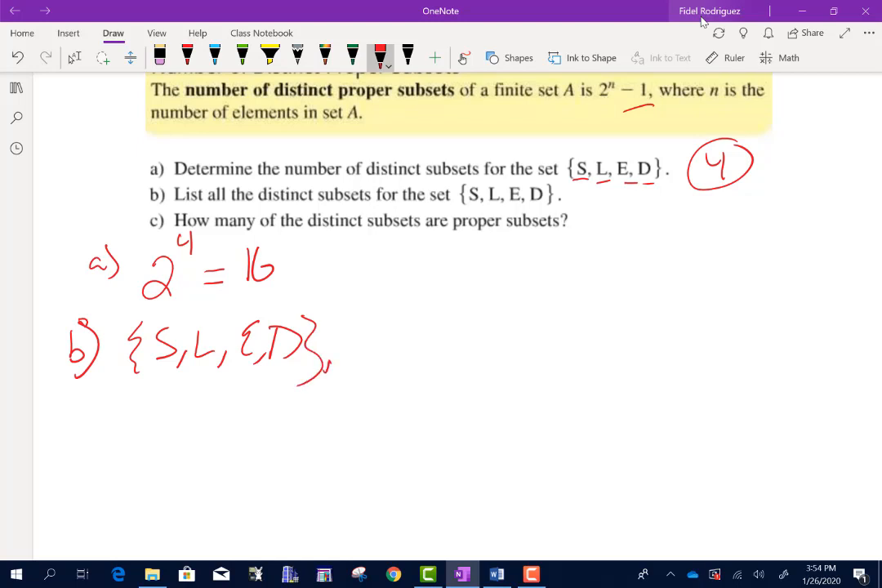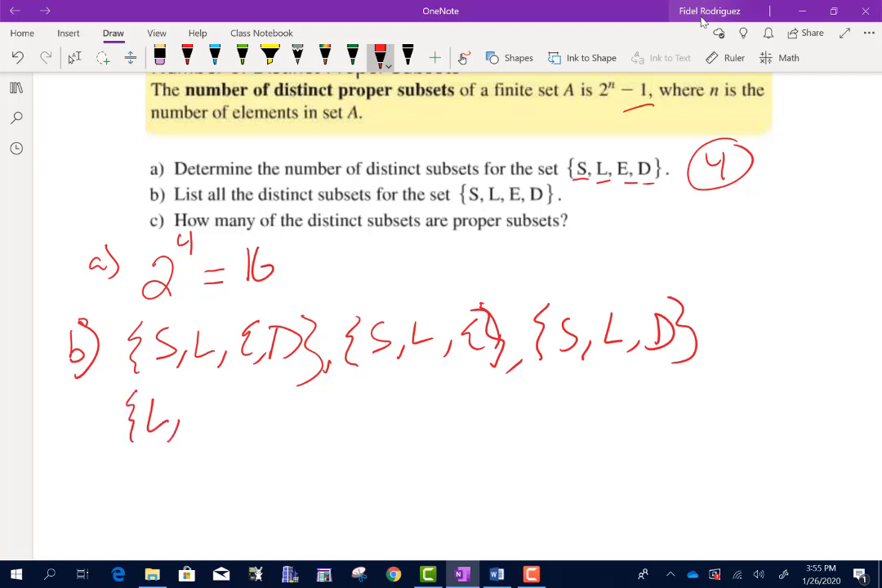Now let's go through the ones we can make with only 3 of the letters. S, L, and E. S, L, and D. Let's see, we have to go through all the ones that we can make with just 3 letters. L, E, and D. Okay, let me make sure we got them all. So I think that's all with 3.